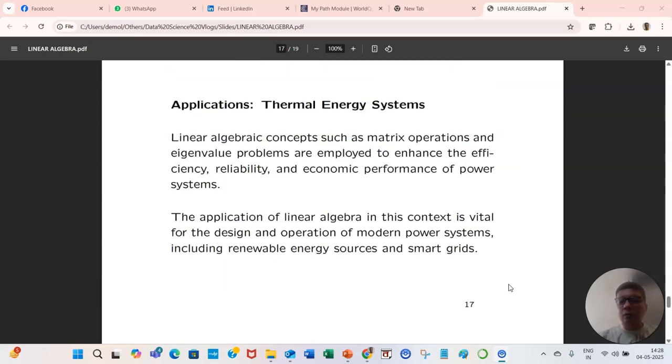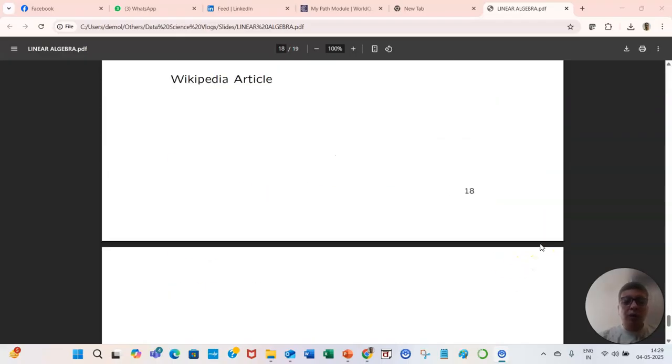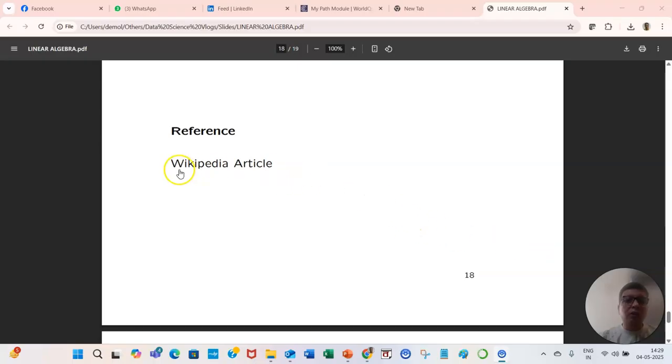I'll stop here. I haven't talked about quantum mechanics where linear algebra is essential, or machine learning, or generative AI, where the basic mathematics of those fields heavily uses linear algebra. I'll stop here. This talk is completely based on the Wikipedia article on linear algebra.